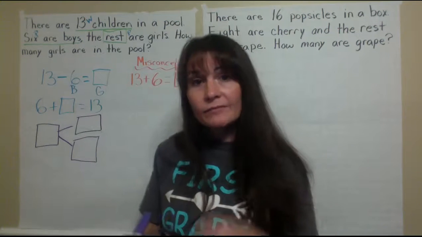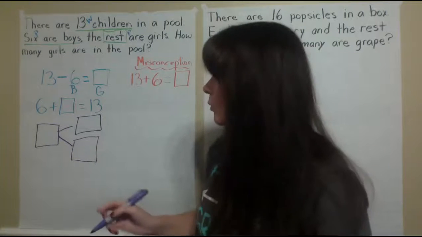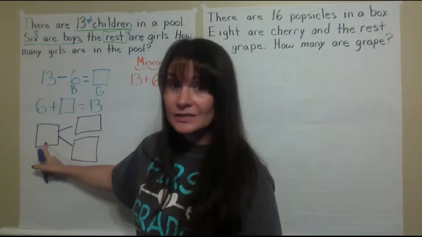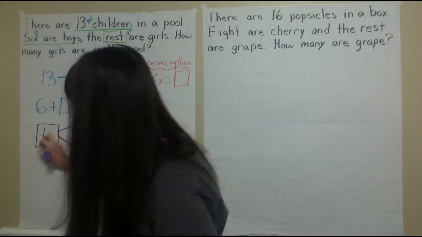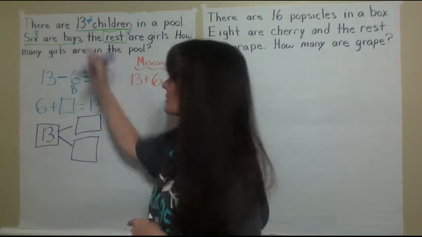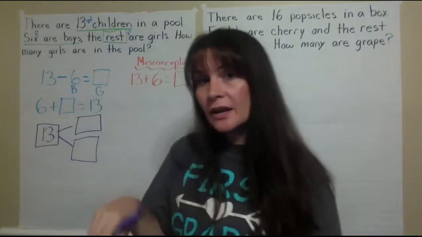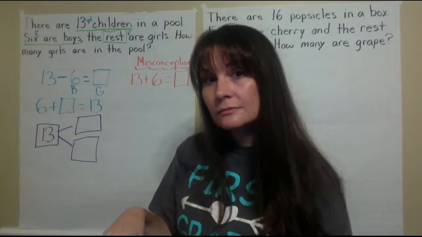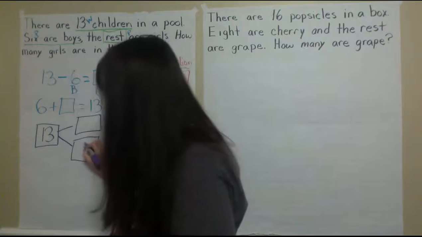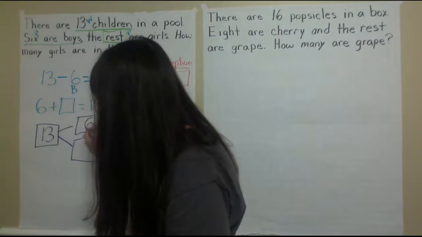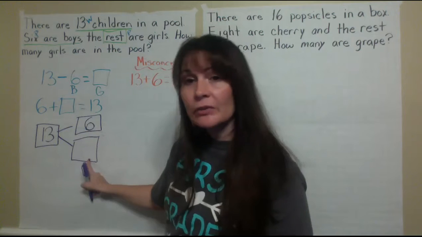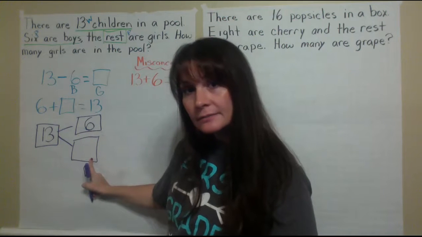And if I'm filling in that number bond, what is my whole? That's right, my whole is 13 because it said there were 13 children. What's the part that I know? That's right, I know that there are 6 boys. So I'm going to go ahead and put my 6 into the part that I know. But now I need to figure out what my missing part is.